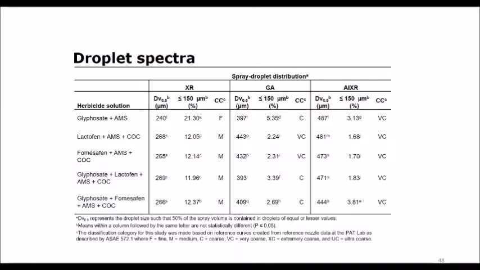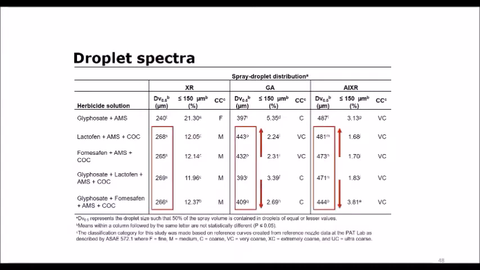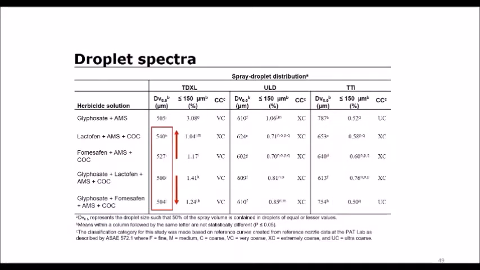Same thing is true for the Guardian Air, with the exception of the glyphosate plus lactofen plus AMS plus COC. And then again, that same treatment for the AIXR. When we look at the TDXL, again, the same thing we see with the fomesafen and lactofen, an increase in droplet size, and a decrease in droplet size when we add that glyphosate to the tank.